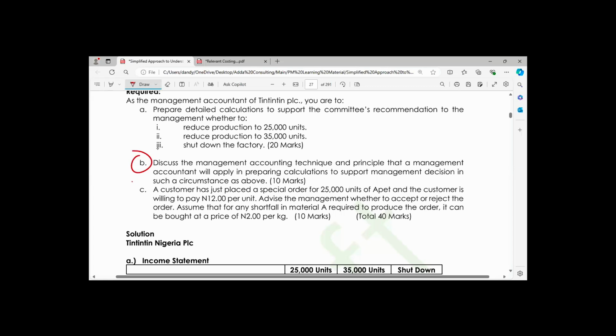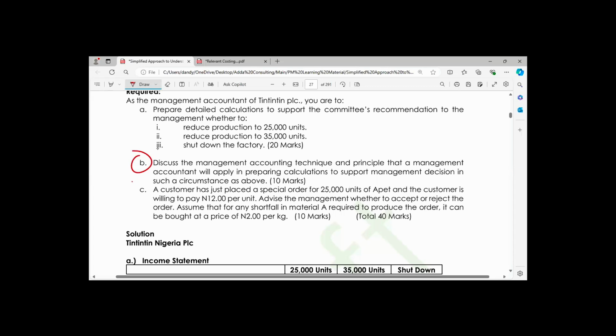Number one, what you are going to say is that the management accounting technique that can be used in the situation as shown above is the marginal costing technique. For this purpose, marginal costing technique is a technique, so you begin to explain and give the definition of marginal costing technique. Then you talk about the areas of application of marginal costing technique. What are the uses? What are the areas where you can apply the technique of marginal costing? These are the things you are supposed to do.